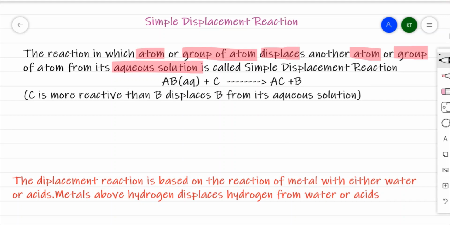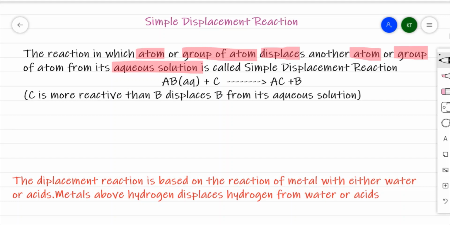So let me have one simple example here. AB, I took it as an aqueous solution, reacts with C. So as a product, I'll get AC plus B. So I considered here C is more reactive than B, and displaces B from its aqueous solution. So let me have one illustrative example to demonstrate this reaction.